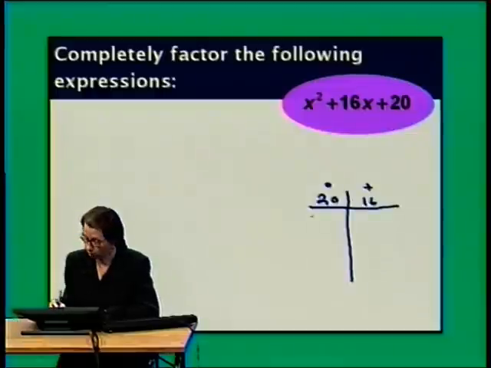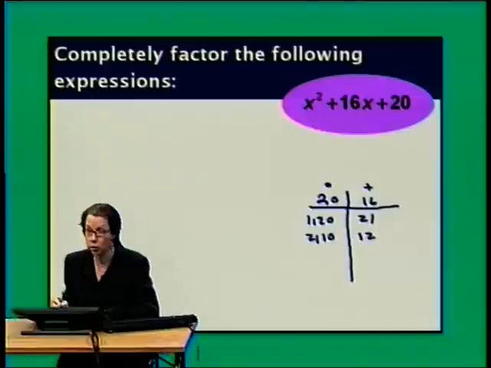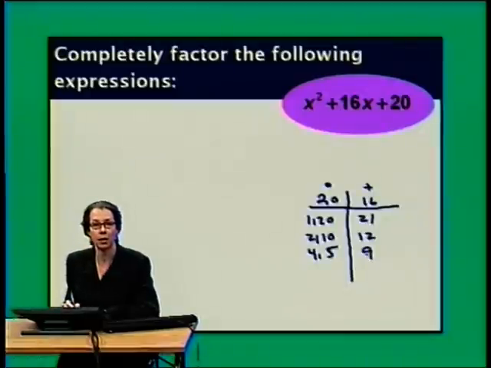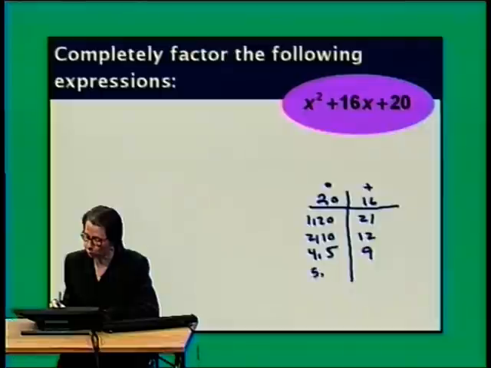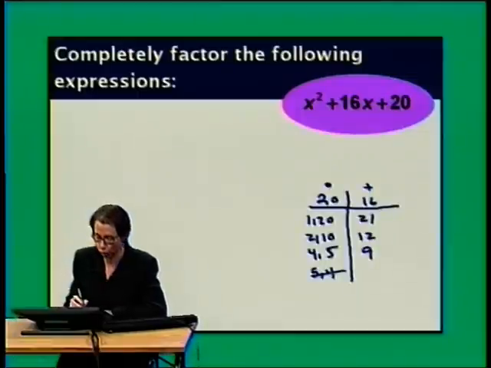So 1 and 20, that adds to 21. 2 and 10 adds to 12. That's what we used in the previous problem. 3 doesn't go into 20 evenly. 4 does. 4 and 5 adds to 9. Once I get to 5 and 4, I have a repeat, so I've gotten no pairs of integer factors that add to 16. So this particular trinomial is prime.